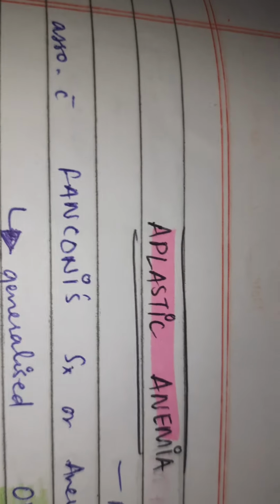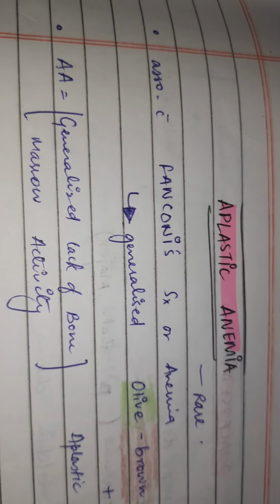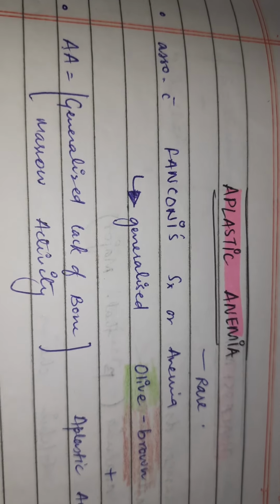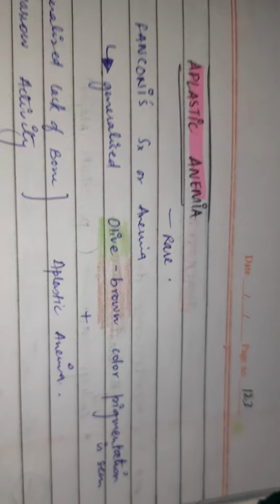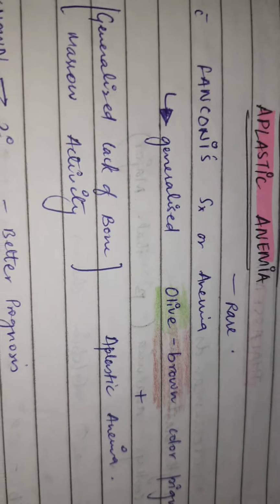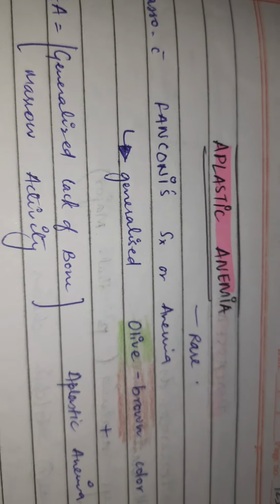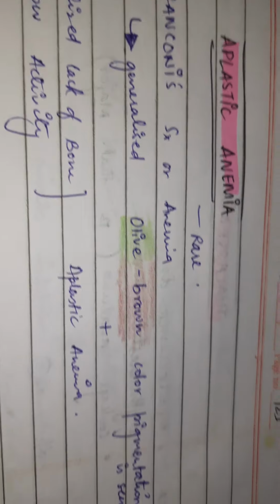Now, megaloblastic anemia is completed. Iron deficiency anemia is also completed. Now, aplastic anemia, also associated with Fanconi syndrome or anemia. It is very rare, and in Fanconi syndrome generalized olive-brown pigmentation is seen, plus aplastic anemia is present.